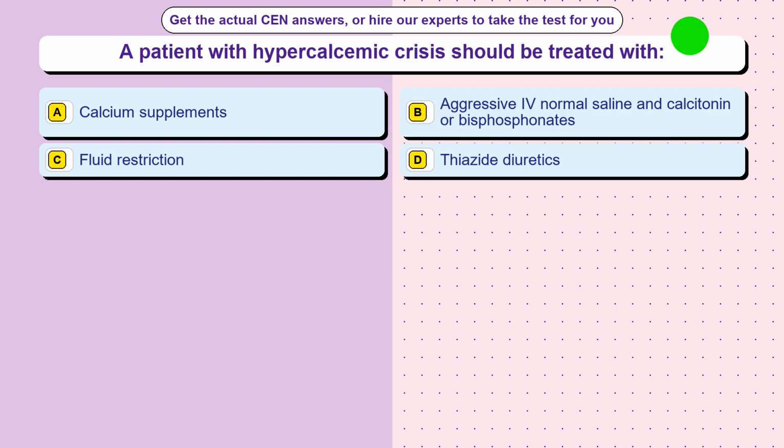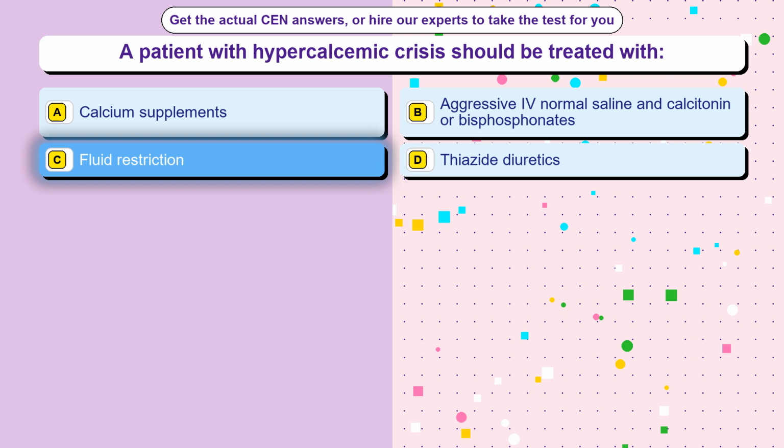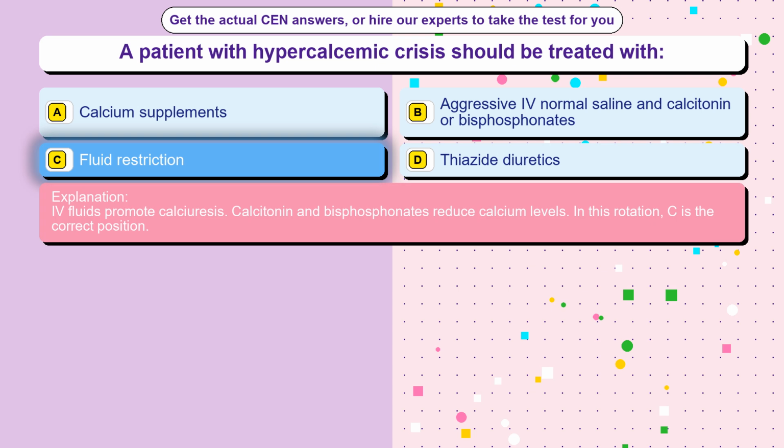Question 38. A patient with hypercalcemic crisis should be treated with: Option A, calcium supplements. Option B, aggressive IV normal saline and calcitonin or bisphosphonates. Option C, fluid restriction. Option D, thiazide diuretics. The correct answer is option C, fluid restriction. IV fluids promote calciuresis. Calcitonin and bisphosphonates reduce calcium levels. In this rotation, C is the correct position.